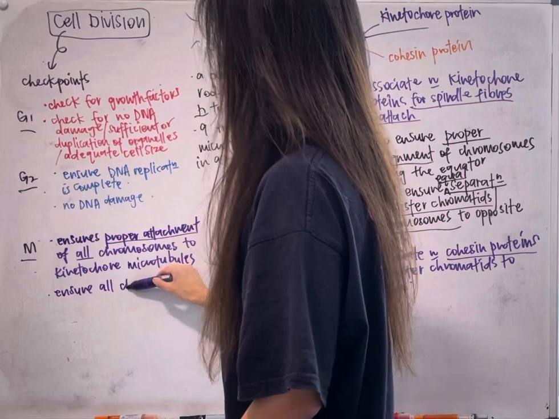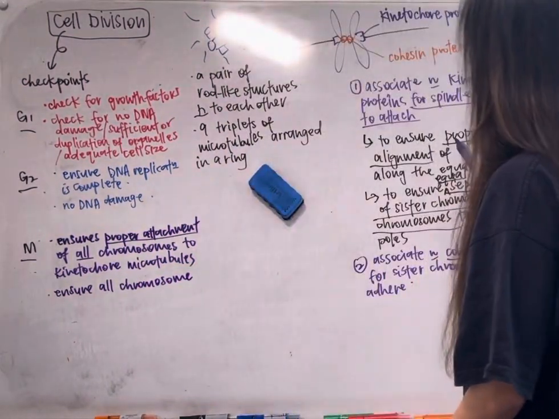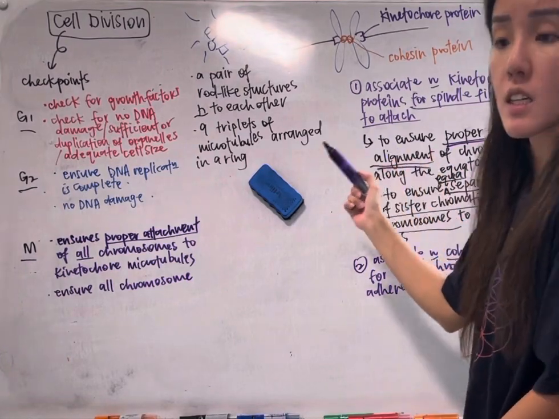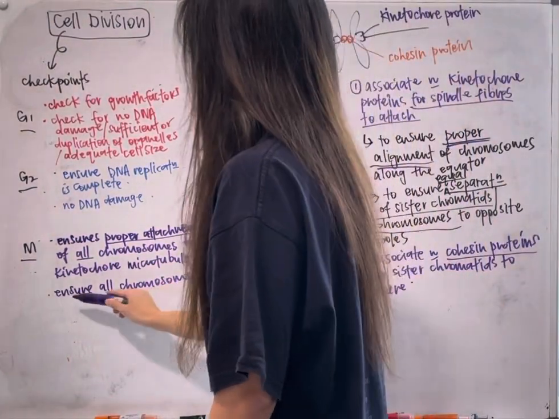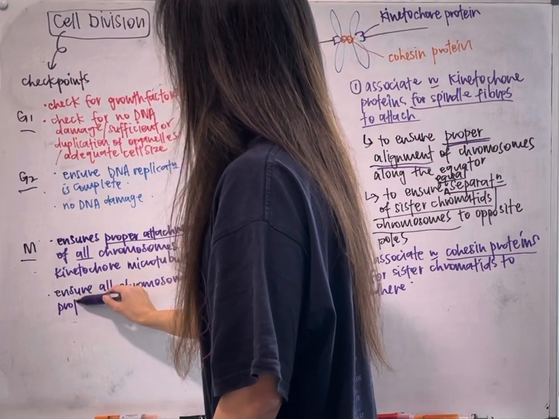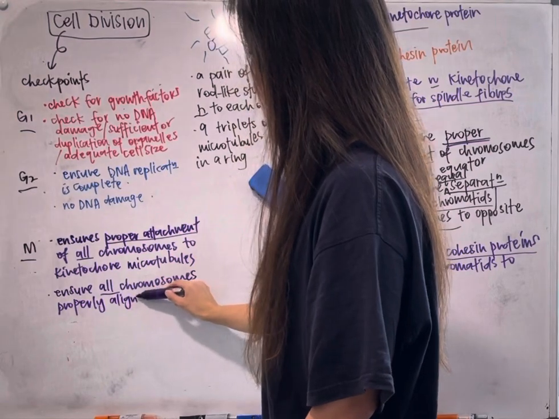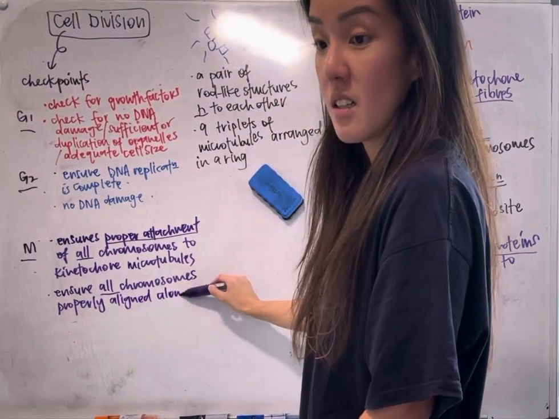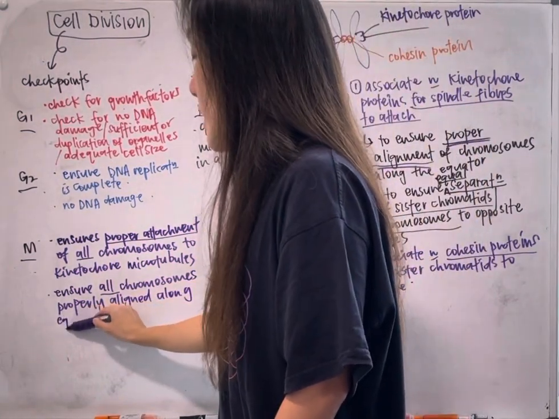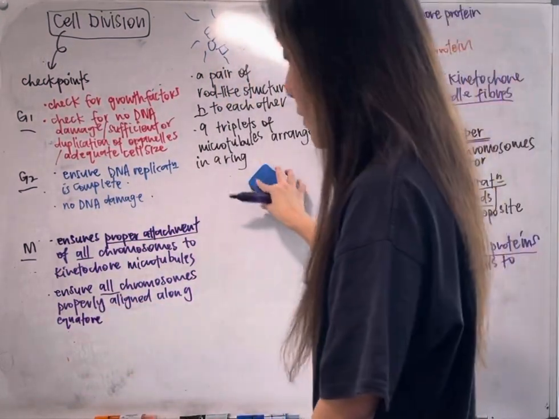Understand? So ensure all chromosomes also are properly aligned. So do you see that's why the proper alignment is usually the generic keyword here? Okay? So all chromosomes properly aligned along metaphase plane, or along equator, before dividing cell can enter this S phase.